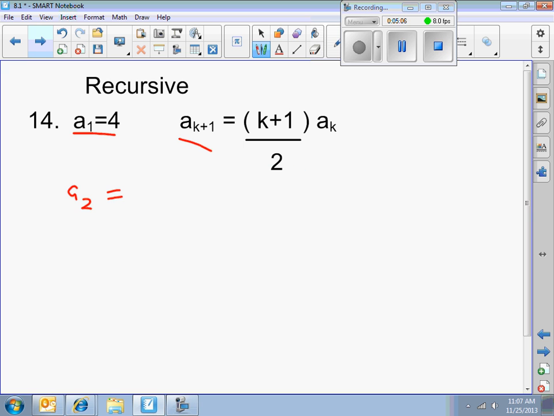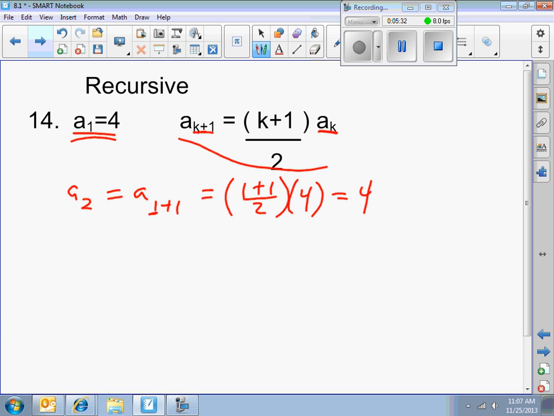Well, this recursive formula says that the next term, a sub 2, which is a sub 1 plus 1, so in this case, my k is 1, would be 1 plus 1 divided by 2 times the previous term, which is 4, a sub 1, because we're looking for a sub 2. So that's equal to 2 over 2 is 1 times 4 is 4.